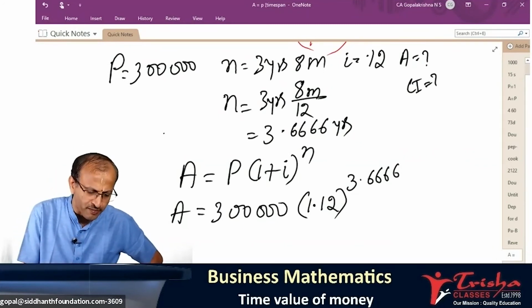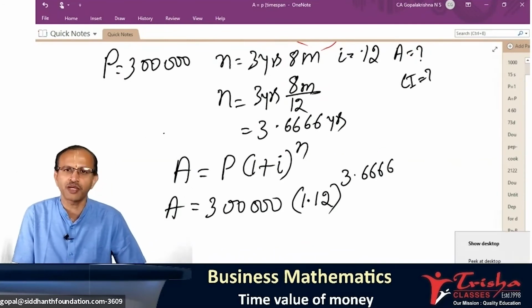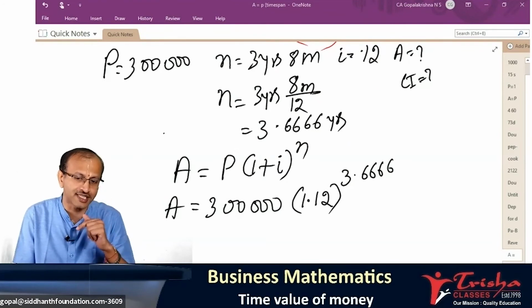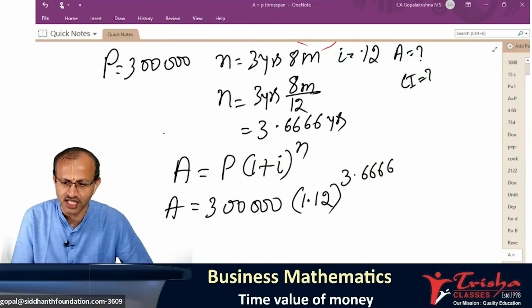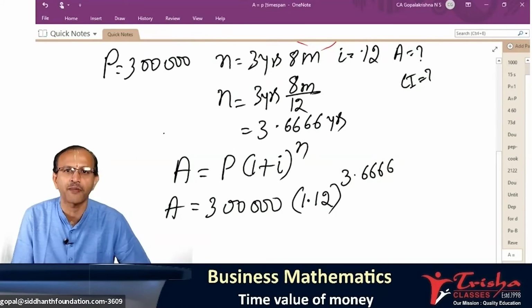Please tell me what part of the statement makes you worry? Why did you get worried? Is it because of P? No, any number is okay. Is it because of I? No. Is it because of N? Yes. What is that? Because of the decimal. Very rightly said by Danish and Kavita that because of those 8 months we are in a problem.